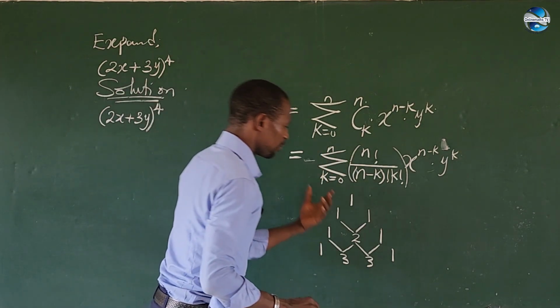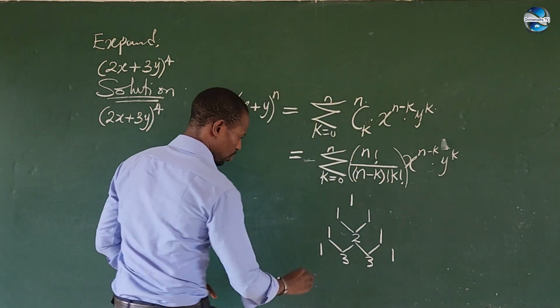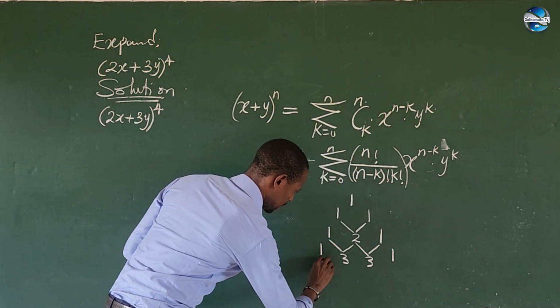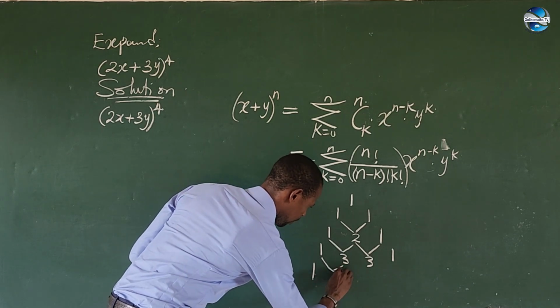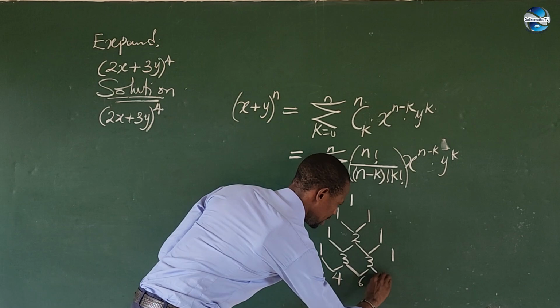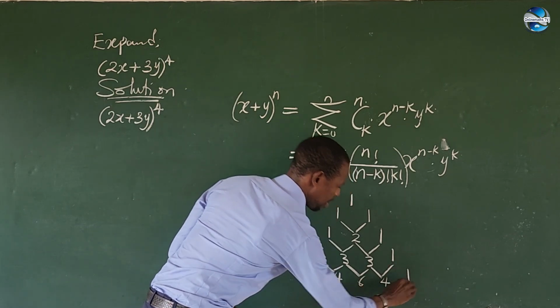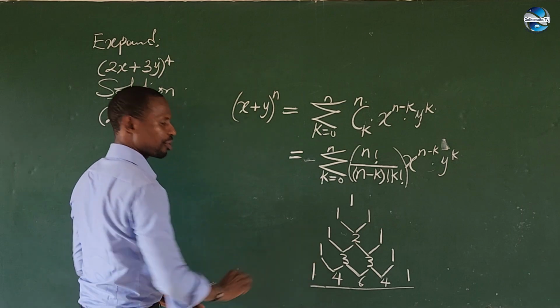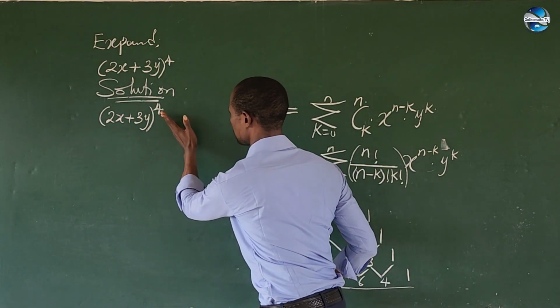Then for the power of 4, because we are having the fourth exponent here, we have 1. Then we bring this and this together to give us 4. Then this and this together to give us 6. This and this together to give us 4 again, and we have our 1. So we are dealing with the fourth exponent. So from here, how do we now expand this?